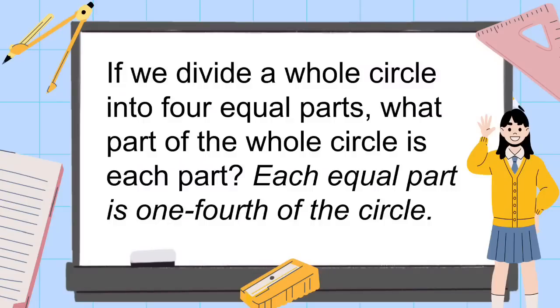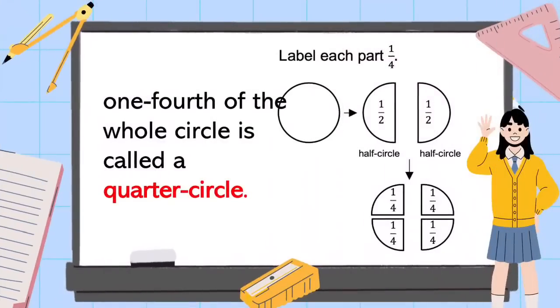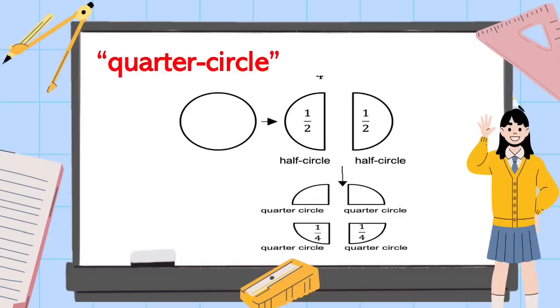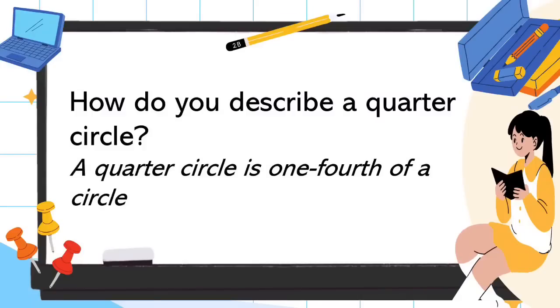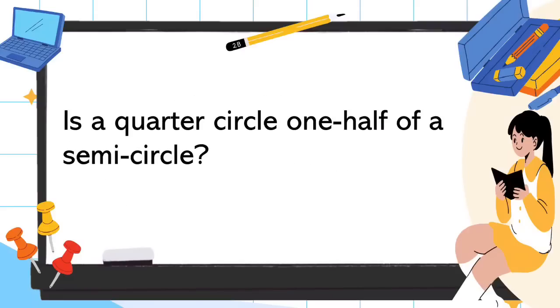If we divide a whole circle into four equal parts, what part of the whole circle is each part? Each equal part is 1/4 of the circle. Remember, students, that 1/4 of the whole circle is called a quarter circle. Now, how do you describe a quarter circle? Is a quarter circle one half of a semicircle?